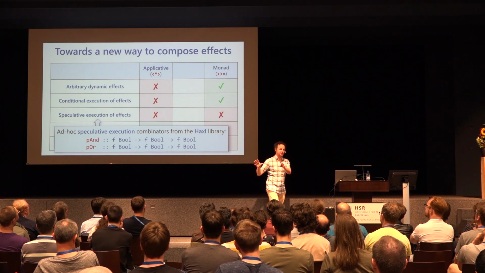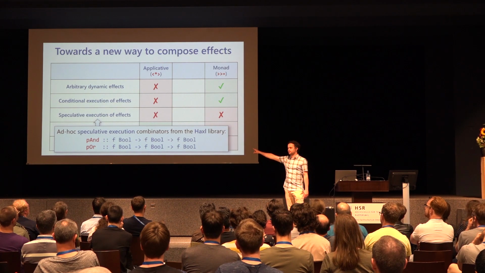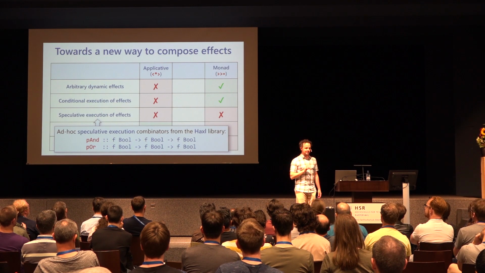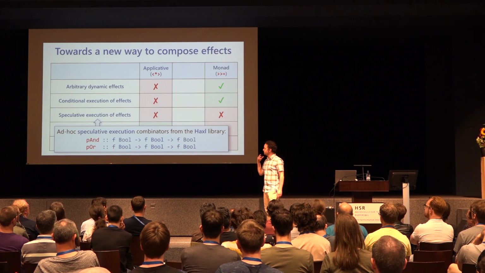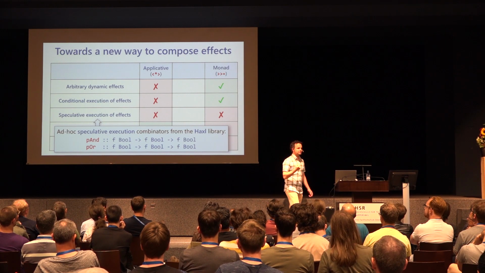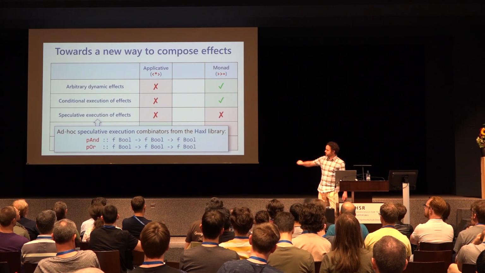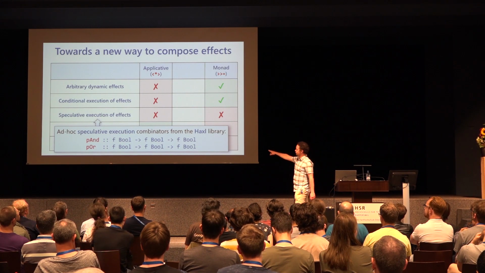But in order to be as efficient as possible, how are you going to implement this? You're going to start both computations in parallel. And if the first one, for example, returns false, you want to abort the second computation because it's no longer needed. You know the result is going to be false, right? So this is what I call speculative execution. We cannot implement this using monads or applicative functors.